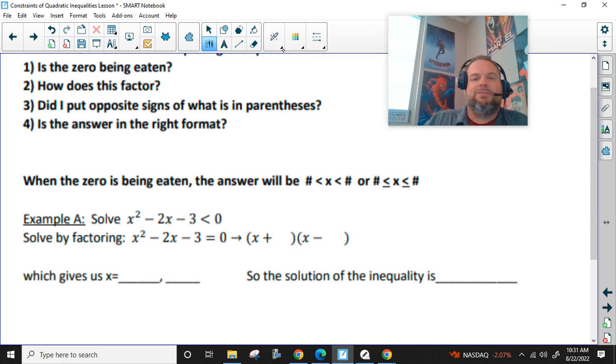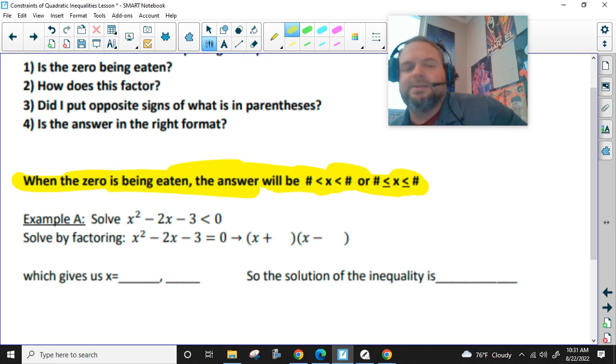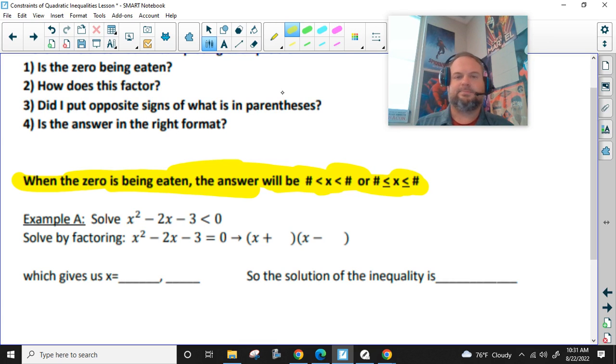So here's the big thing right here. When the zero is being eaten, the answer will be some number, with these signs, x and another number, or you have them with the lines up underneath the alligator heads. So this is what we do.